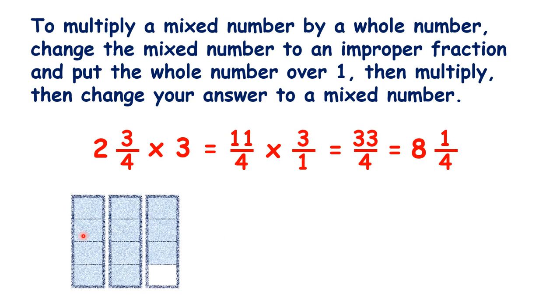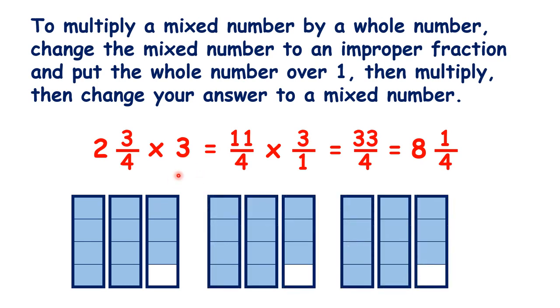Now let's show this visually. You start with 2 3/4, so you start with 11/4. You multiply by 3, so we now have 3 lots of 2 3/4. But if we regroup to make whole rectangles, you can see that we now have 8 whole rectangles and 1/4 of another one.